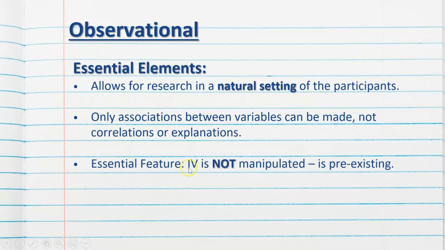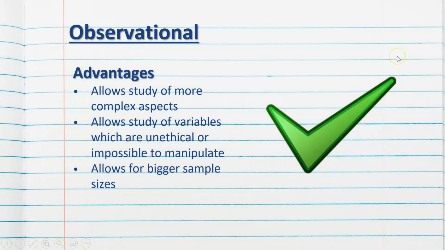So if we can't manipulate the IV, we would obviously go with an observational design. And if it's more appropriate that they're in their natural setting, we would go with this design also. So the good thing about this design is that it allows for more complex aspects to be studied. So things that are more appropriate to study in the real world rather than in a lab situation, we can certainly do this.